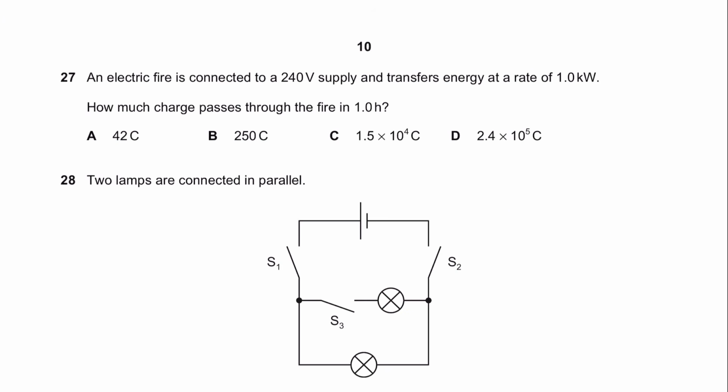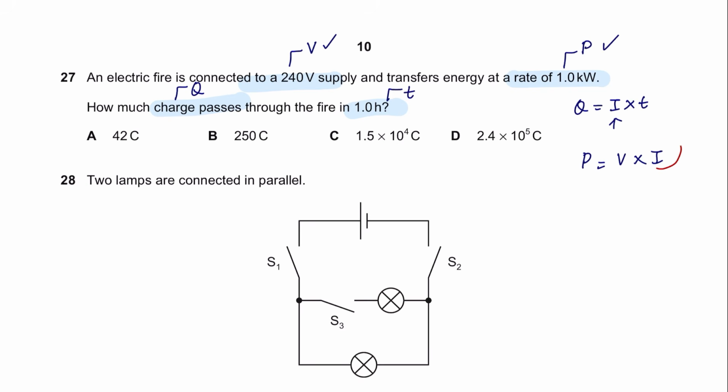Question 27. An electric fire is connected to a 240 volt supply and transfers energy at a rate of 1.0 kilowatts. How much charge passes through the fire in 1 hour? Okay, so we have got voltage, power, time. We're looking for charge, with this Q. So let's see what formula we can use. The formula of Q is I times T, but we do not have I. However, we have power and voltage, and we know that power equals voltage times current. So we can find current and substitute it into this formula.